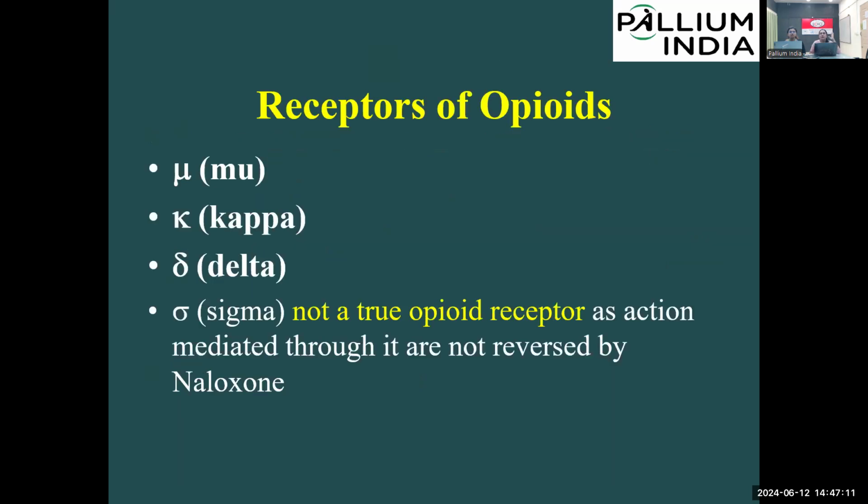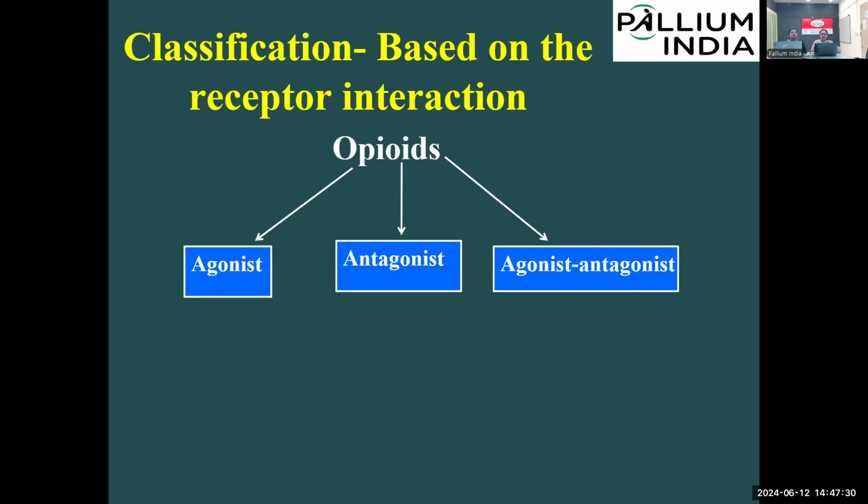So what are the opioid receptors? We have mu, kappa, and delta, which are known as opioid receptors. We have sigma, but it is not considered a true opioid receptor because its action is not mediated through or not reversed by naloxone. So next slide, please. Based on the receptor interaction, the opioids can be classified as agonist, antagonist, and agonist-antagonist.